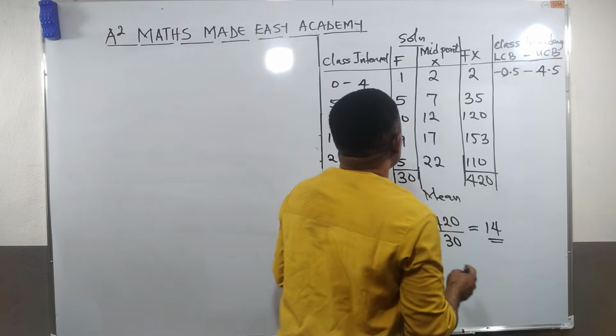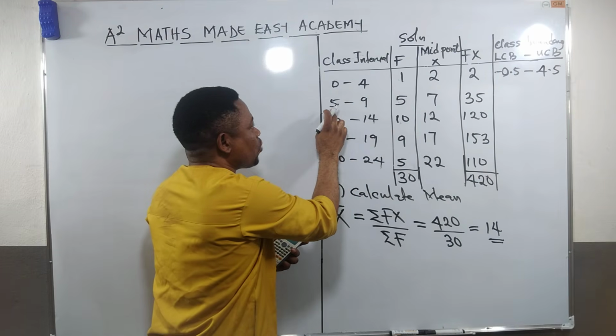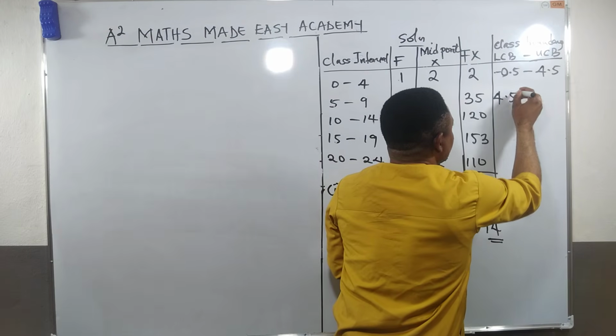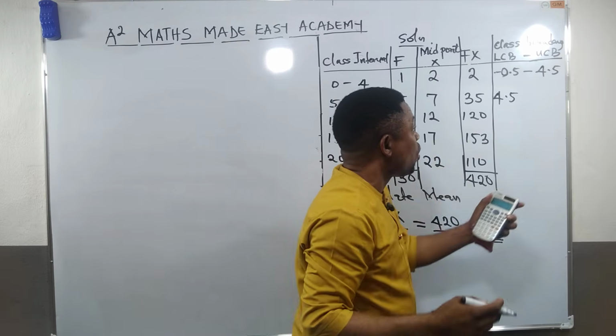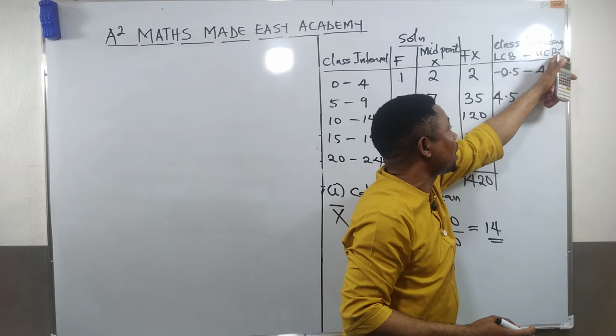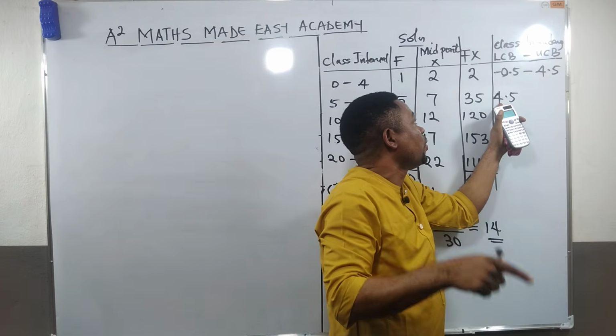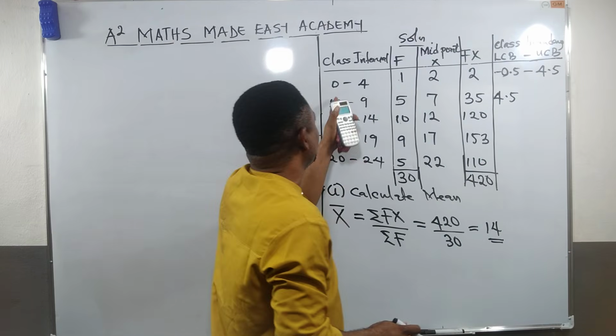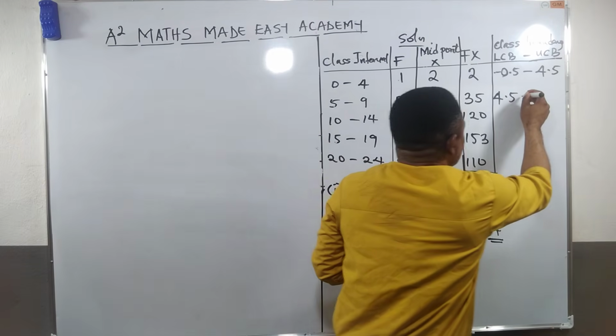Are you there? Then we now move to the second one. Now, this one minus 0.5 will give you 4.5. Do you know I don't even need to stress myself? All I'm going to do is carry the upper class boundary down to the second lower class boundary. That is how to do it. But you can still approach it like this, no problem. So let's move to the next one.